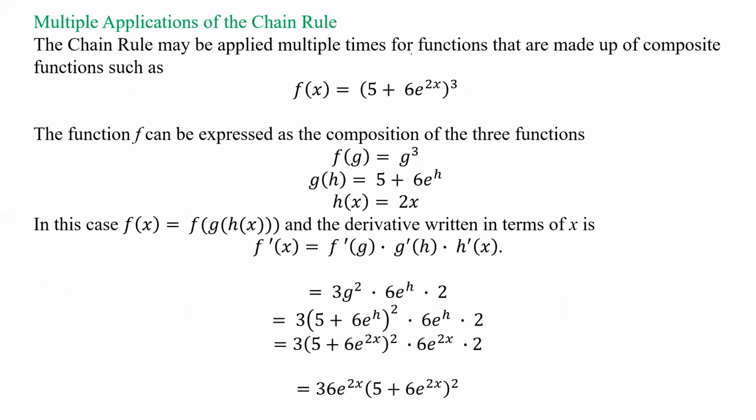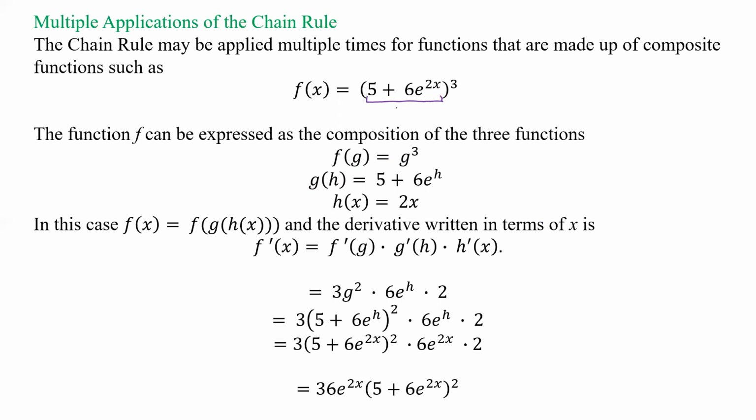So we can look at this, and we have some f of x is equal to 5 plus 6e to the 2x, all that raised to the third power. So what we can say is that, well, something to the third power, we can replace everything in here with a variable. Let's replace it with f of g and call it g to the third. So we're replacing all of that with g.